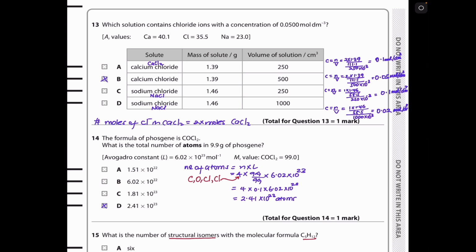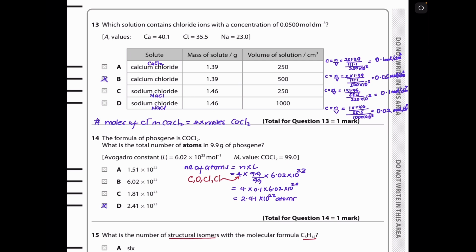For the others, sodium chloride contains 1 mole of chloride, so the number of moles of sodium chloride are equal to the number of moles of chloride. So since moles of sodium chloride are mass divided by the molar mass, which is mass divided by 58.5, then divide by the volume in decimeters cubed, you can see I got 0.1 and here 0.02. So B was the only one that gave me 0.05, and so B was my answer.